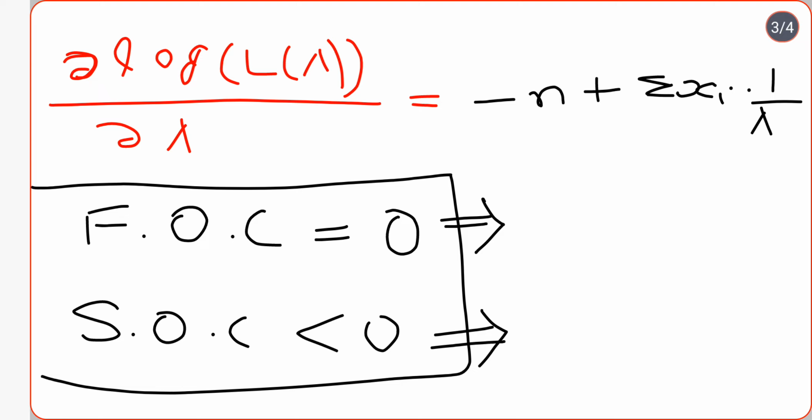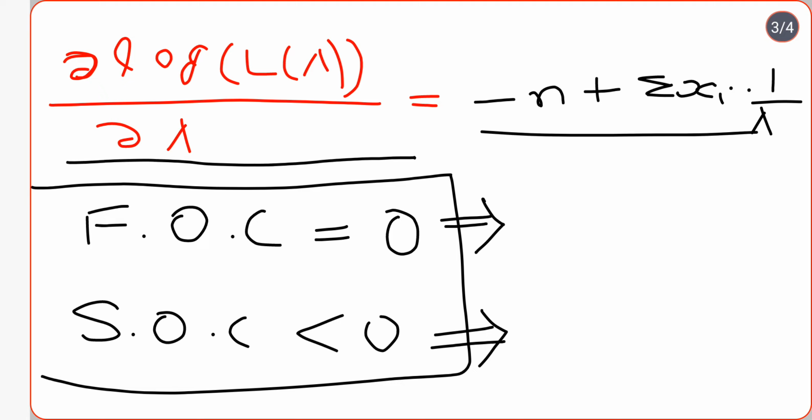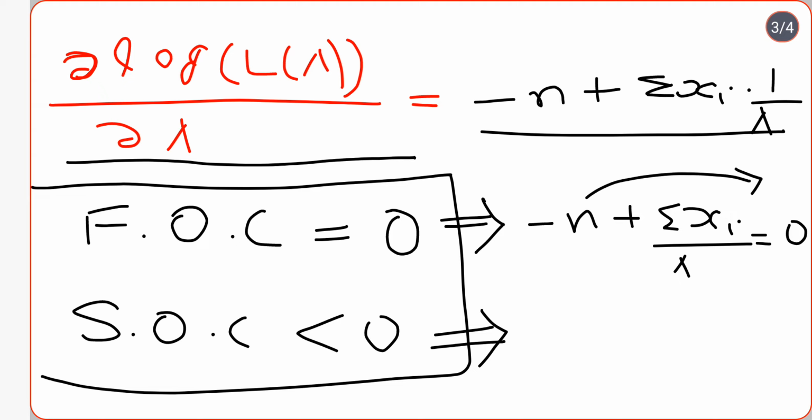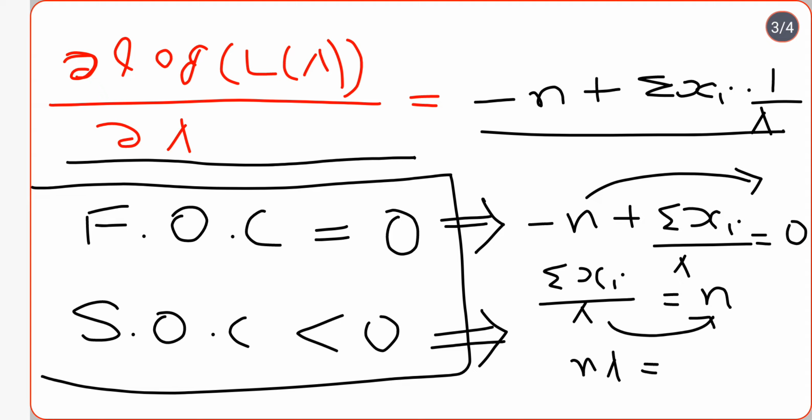Okay, so at first I will take first order condition equals to 0. So first order condition is nothing but it is this. So I may write it as minus n plus summation xi by lambda equals to 0. Now if I take this minus n on the right hand side, it will become summation xi by lambda equals to n, and if we take this lambda on the right hand side, it will become n lambda equals to summation xi. So we can write lambda equals to nothing but summation xi by n, that is x bar.